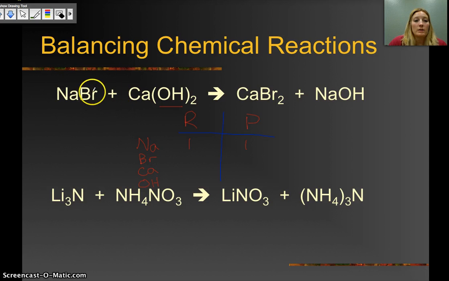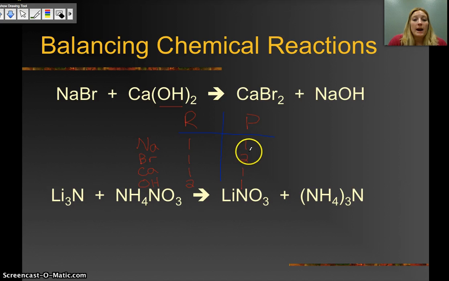Bromines, we have 1 on our reactant side. On our product side, we have 2. Calcium, on our reactant side, we have 1. This 2 only goes with the hydroxide. There's no subscript after our calcium, so we have 1. And on the product side, we have 1. On our hydroxide, we have 2 of them, 2 hydroxides. And on the product side, we have 1 hydroxide.